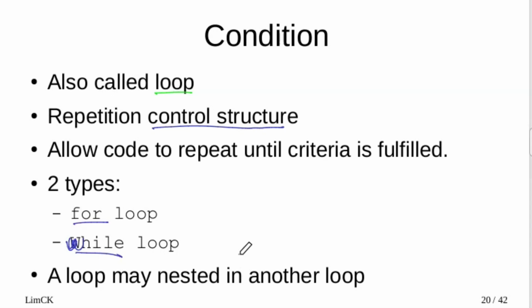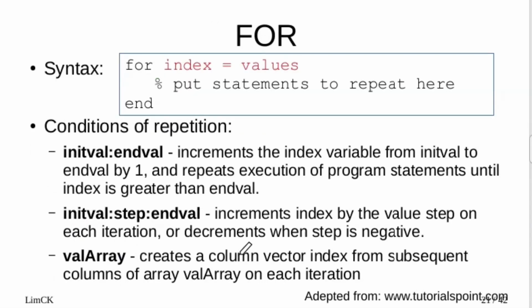Okay, so let's start with the for loop. The for loop has this syntax. Start with the for keyword, and then this is a condition. We assign the index to a certain value. With this assignment, we can have a set of statements in the body here. This is the one that we will repeat. This part is a statement that we will repeat until this condition is not fulfilled anymore. And we also need to terminate the for loop with the end keyword.